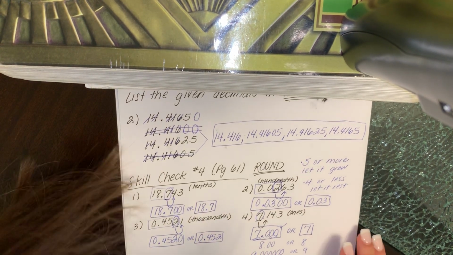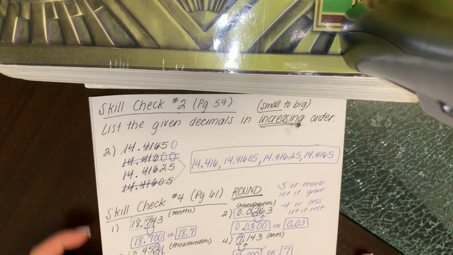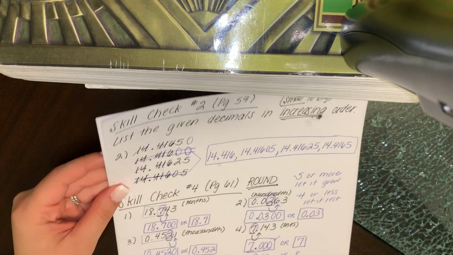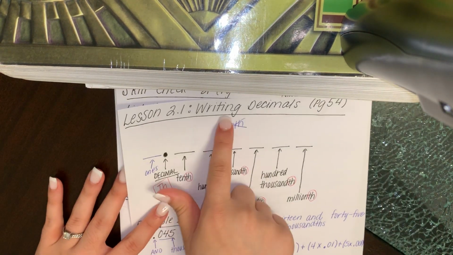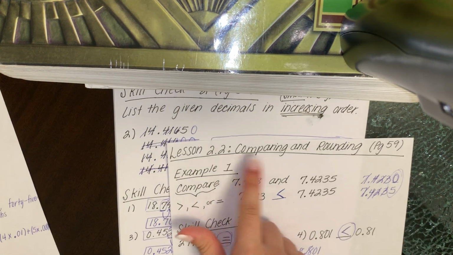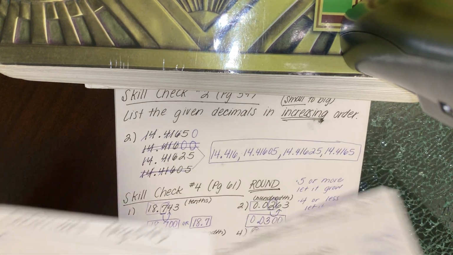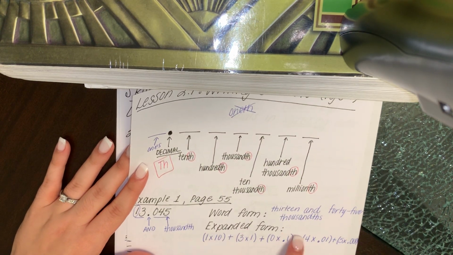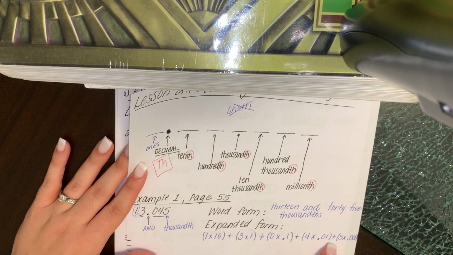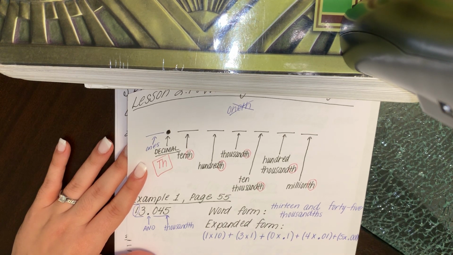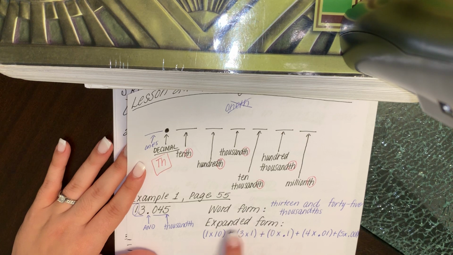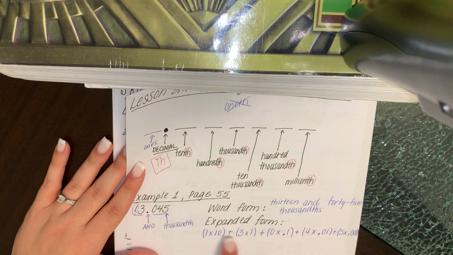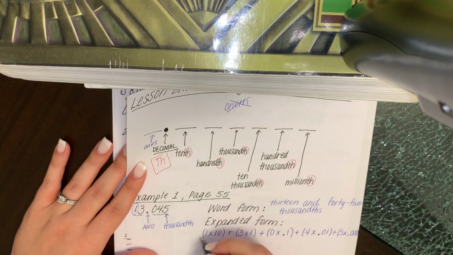So if you have any final questions, let me know. Feel free to email me on this lesson. But that is lesson 2.1 and 2.2. 2.1 is about writing decimals, and lesson 2.2 is about comparing and rounding. One final thing for lesson 2.1, we're only going to be doing expanded form like this. You're going to read in some of your homeworks to do it in another way. I'm going to make sure that I send out an email to all parents that the expanded form just needs to be written this way.